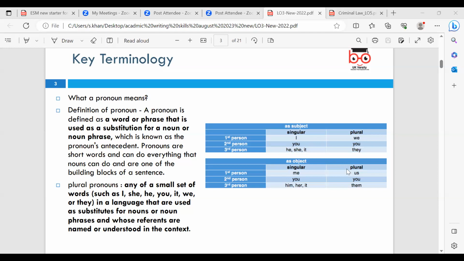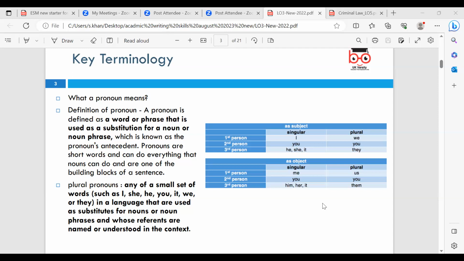As an object, first person is me, and then the plural is us. The second person is you, and then as a plural, it's you again. Third person is him, her, it, and then a plural for that.